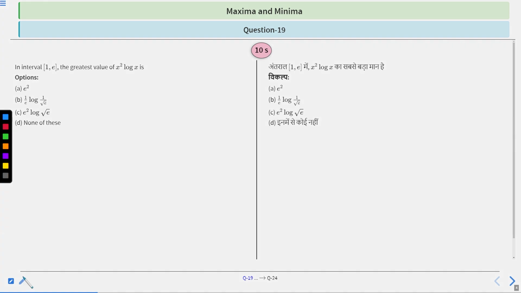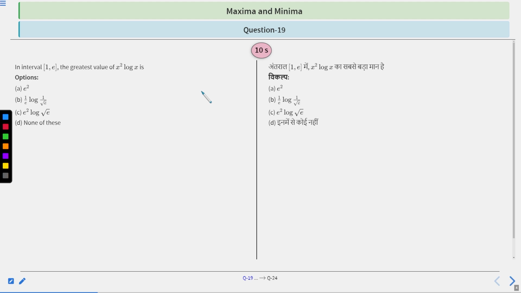Let's start with question number 19, which says, in the interval 1 to e, the greatest value of x square log x is. So the hint of this question is C. We have to find the greatest value of x square log x in the interval 1 to e, right? So we are given f(x) as x square log x.